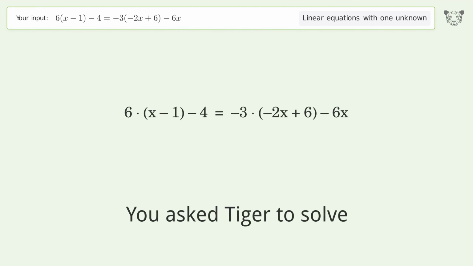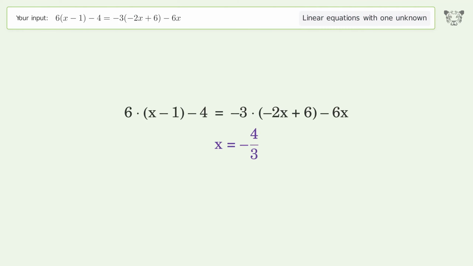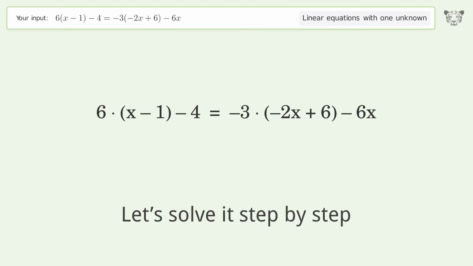You ask Tiger to solve this. It deals with linear equations with one unknown. The final result is x equals -4/3. Let's solve it step by step.